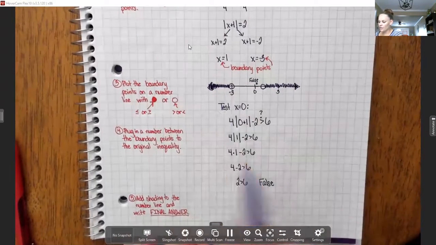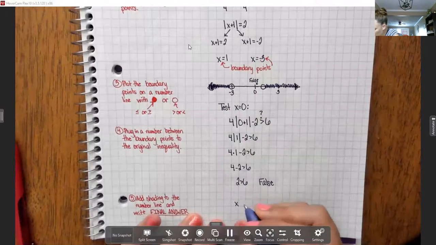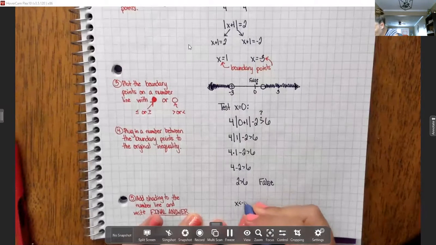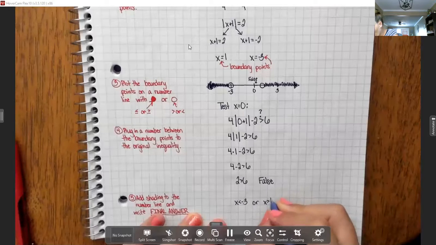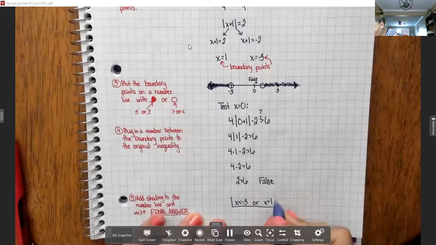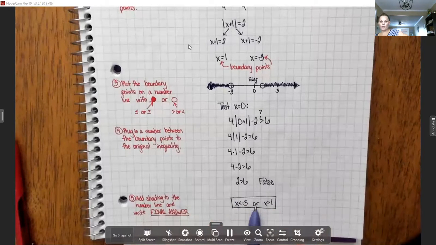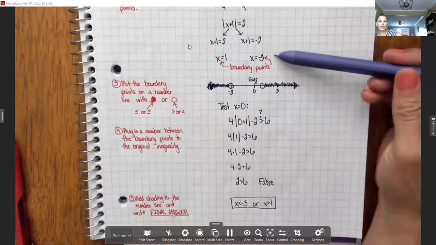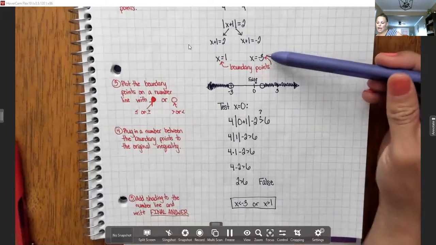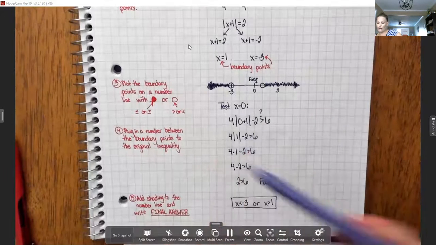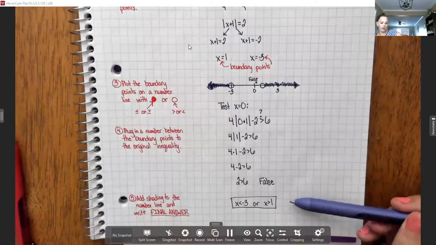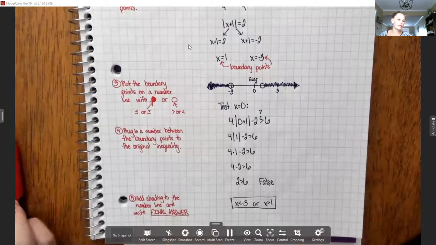So our final answer is x is less than -3 or x is greater than 1. Again, this step is often skipped and people just write it here or they box their boundary points. X doesn't equal -3. Your answer is going to have the -3 and 1 in it from your boundary points, but you have to write them as inequalities.